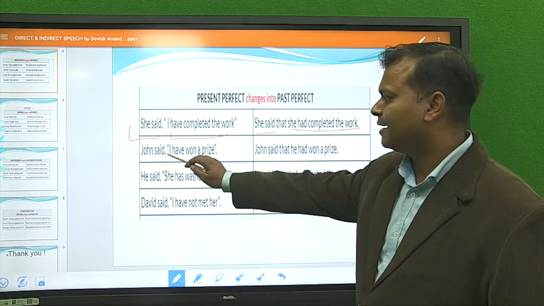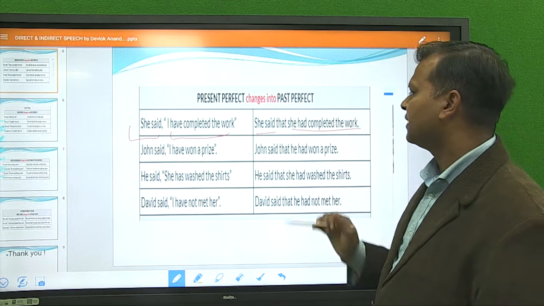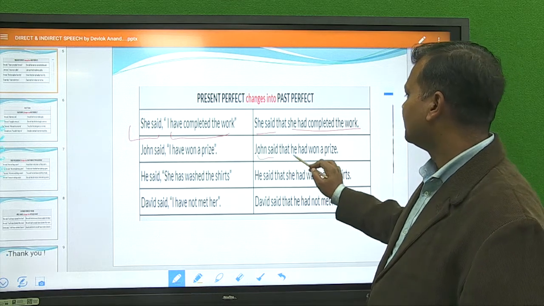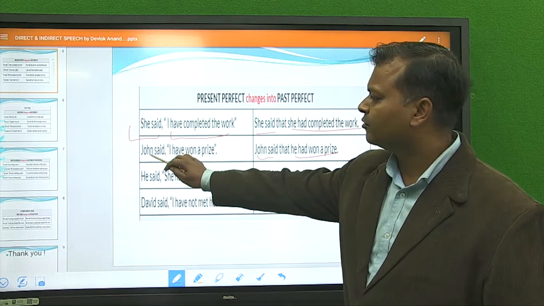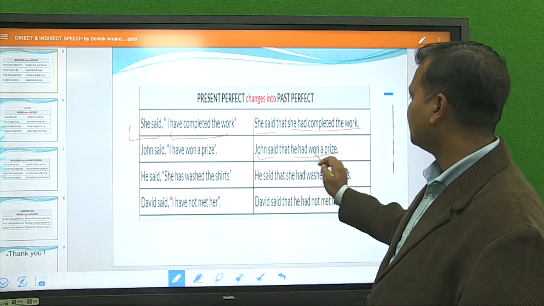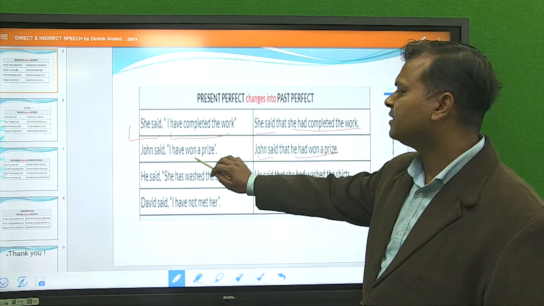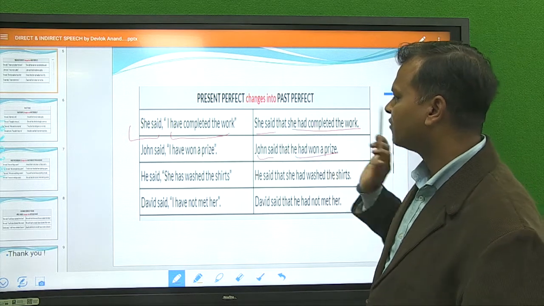And students, the second example is John said, "I have won a prize." So John said that he had won a prize. Because "I" is the first person, it will change according to the subject. The subject is John. He had won a prize. "I have won a prize" is present perfect and has changed into past perfect.